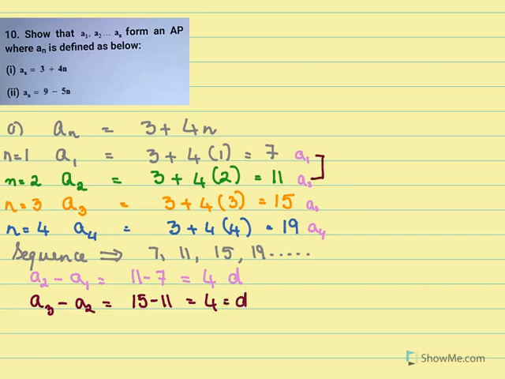So I found this difference as D. The difference between these two terms I found 4. The difference between these two terms is also coming 4. Now let me find the difference between A4 minus A3. And my A4 is 19 minus 15, and this also comes as 4. So looks like it is an AP because the difference between the terms is constant, and that is 4. So I will now say this is an AP.